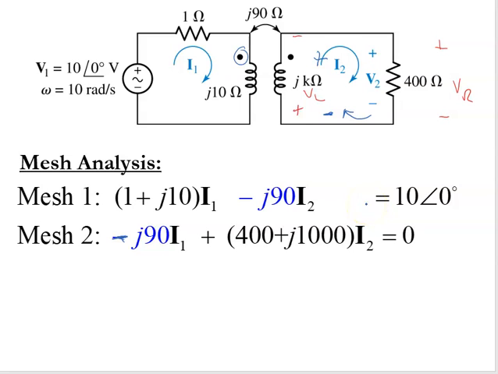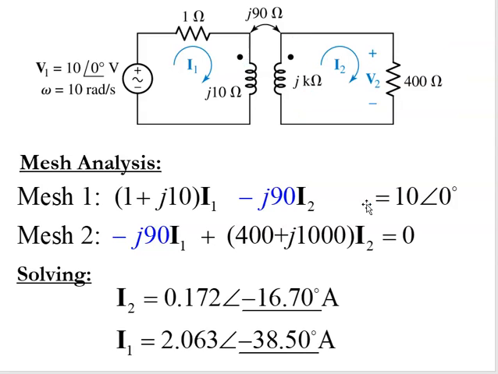We want to make sure we can write these mesh equations. That's the first most important step. And then of course we can solve for them. We go and solve for them. We solve for I2 and I1. And we see that I1 is about 20 times I2, and they're a little bit out of phase.